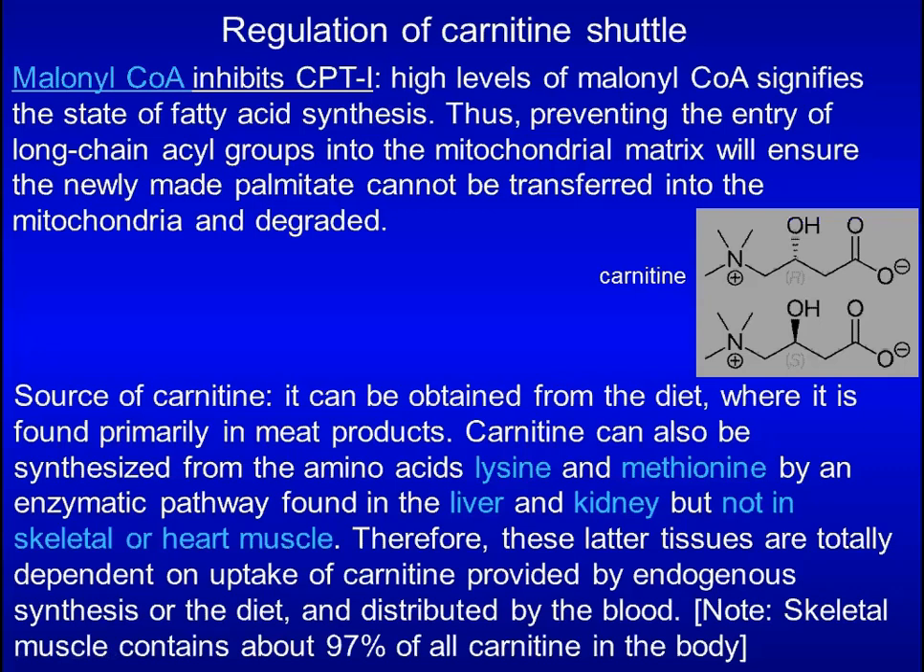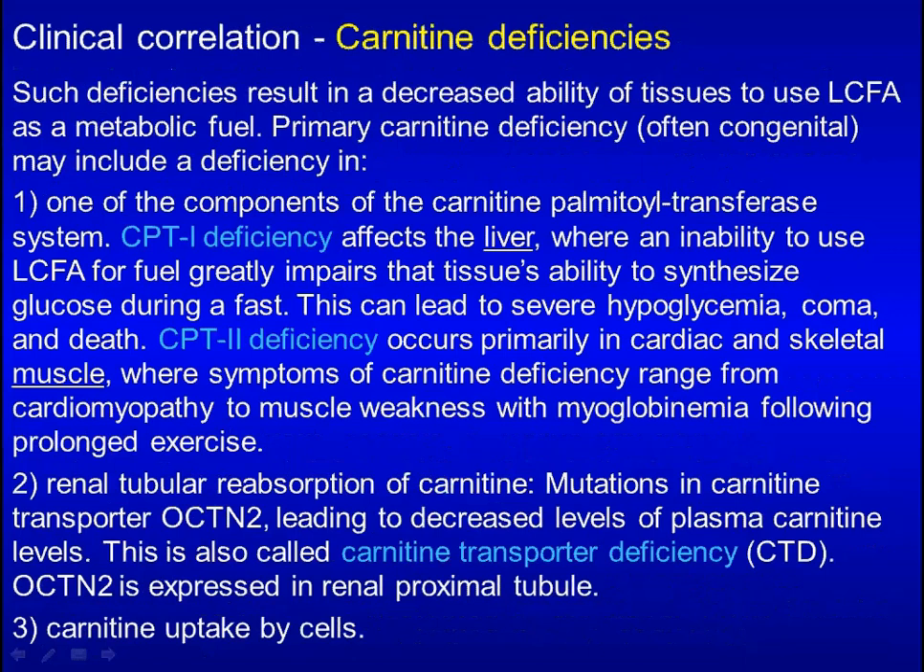Carnitine can also be synthesized from lysine and methionine in the liver and kidney, but not in muscle. Therefore, muscle depends on carnitine provided by the liver and kidney or the diet. Here is a clinical correlation: carnitine deficiency. Carnitine deficiency results in decreased ability of tissues to use long-chain fatty acids as a fuel.